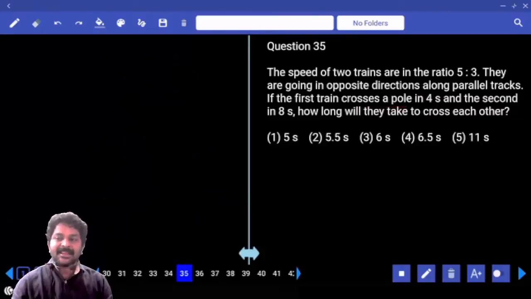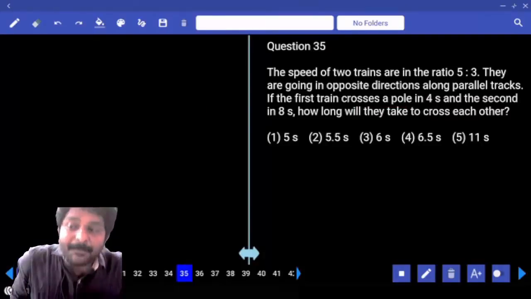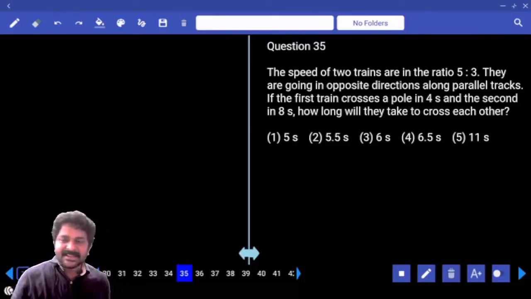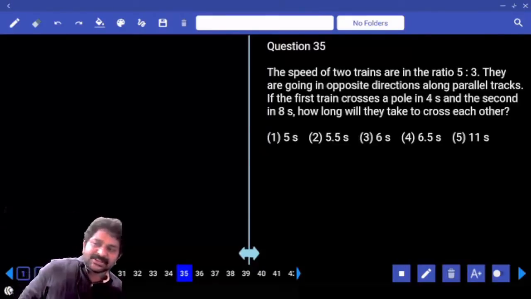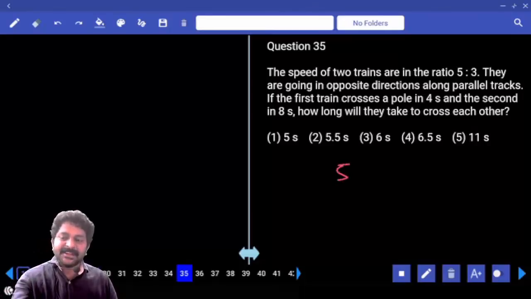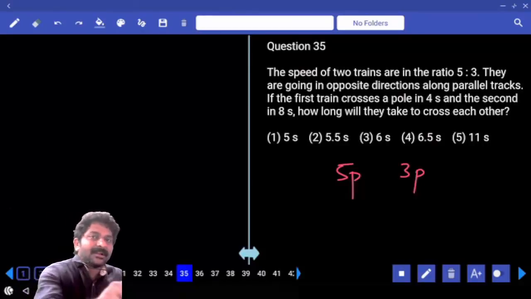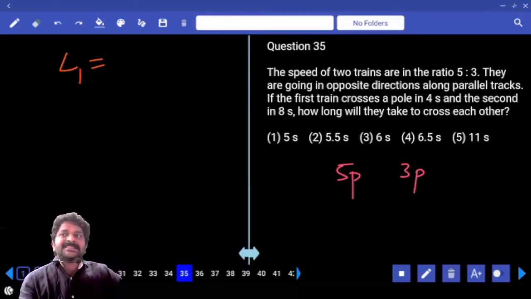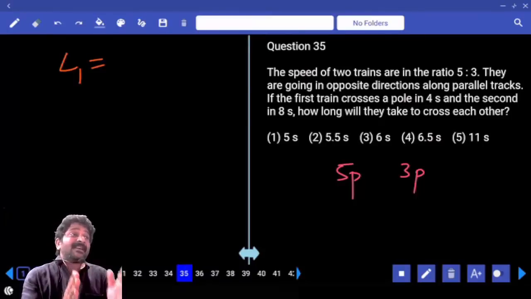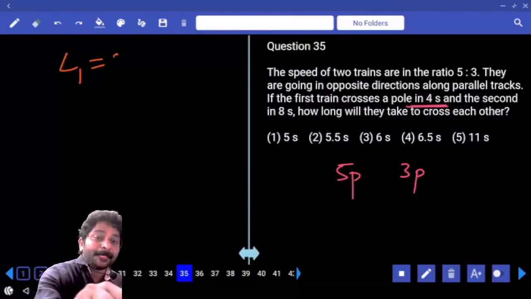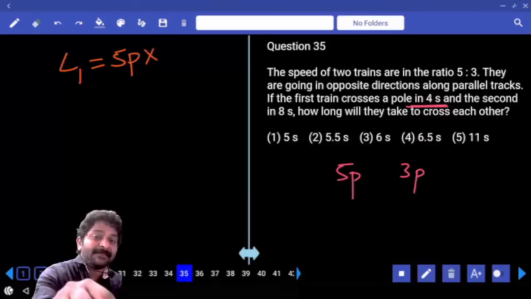The speed of 2 trains are in the ratio 5:3. They are going in opposite direction along parallel tracks. If the first train crosses a pole in 4 seconds and the second in 8 seconds, how long will they take to cross each other? So speed of the first train, can I treat it as 5 parts? Second train, 3 parts. If a train crosses a pole, what is distance covered? Train length. So length of the first train is the distance that the first train covers when it crosses a pole. First train takes how many seconds to cross the pole? What is its speed? 5 parts. And what is the time taken?